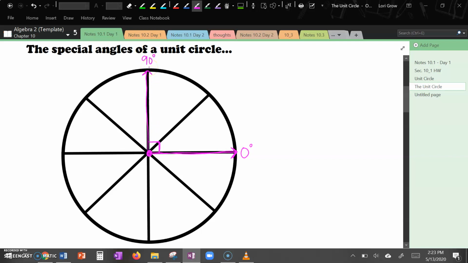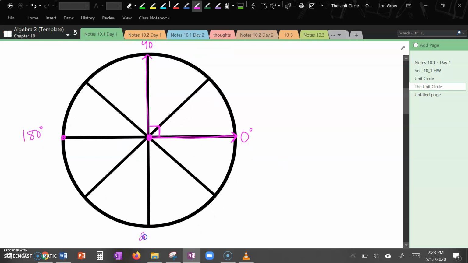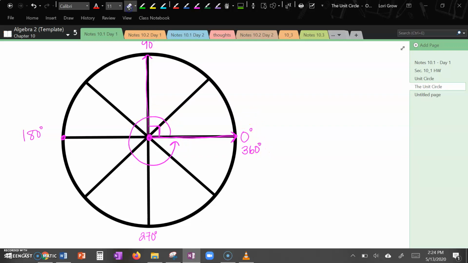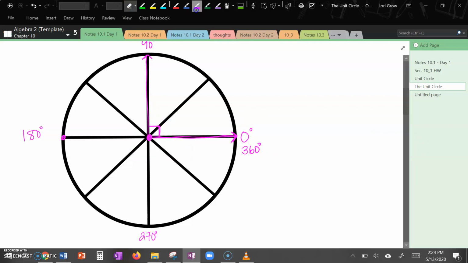If I keep rotating 90 degrees all the way around the circle, I'll end up over here at this point. This point is a rotation of 180 degrees, or half of a circle. Down here we have a rotation of 270 degrees. And then if I rotate an angle all the way around a circle, we all know that that is 360 degrees. So this position refers to 0, and if you go all the way around, it refers to 360 degrees.